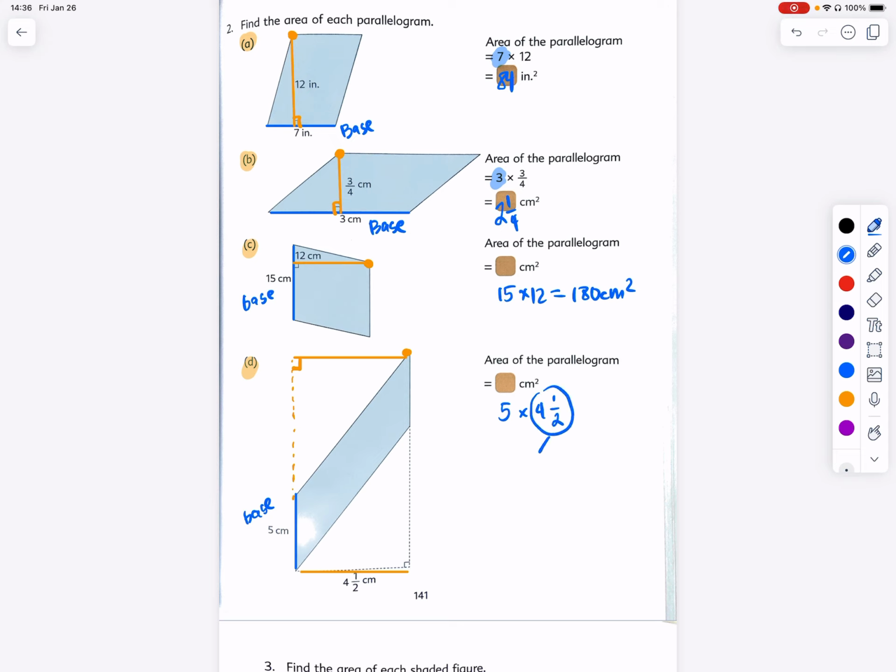Remember, multiplying fractions by a mixed number, multiply 5 times 4 and multiply 5 times 1/2. Create your partial products, friends, much easier to do. This is 20 and this is 2.5, and together the area is, add the partial products, 22.5. This is, of course, centimeters squared. Ooh, look at that.